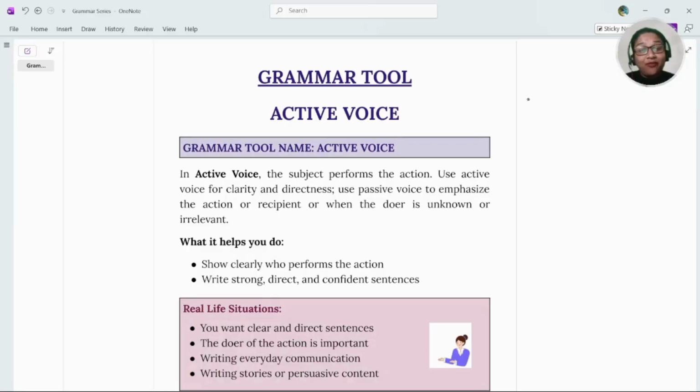So, today we are going to learn a pretty resourceful and very powerful grammar tool, in fact, known as the active voice, right on your screen.